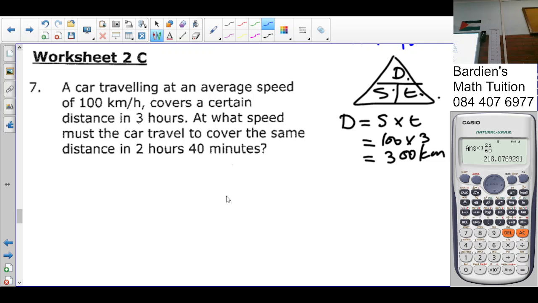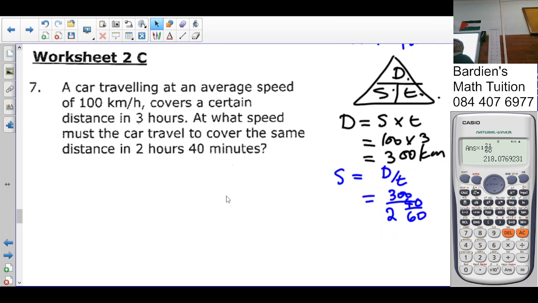At what speed must the car travel to cover the same distance? So we're going to calculate speed, which is distance over time. What is the distance? 300 divided by time, which is 2 hours and 40 over 60. Well, the sum's coming in your exam, so no mistake. It will be 300 over shift, the mixed fraction, 2 and 40 over 60.